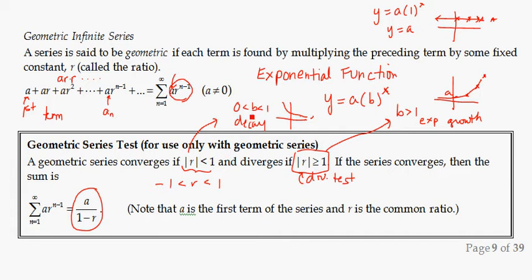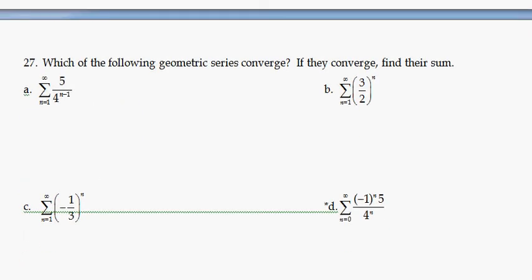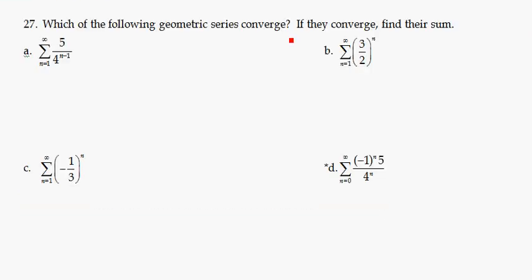So again, if we allow for negative values, that's going to correspond to the exponential decay. Okay, so keeping this in mind, if the absolute value of r is less than 1, we get convergence, and further, we know what it converges to. It's going to converge to this. So which of the following geometric series converge? So let's just scroll down a little bit. Okay, and if they do converge, we're asked to find their sum.